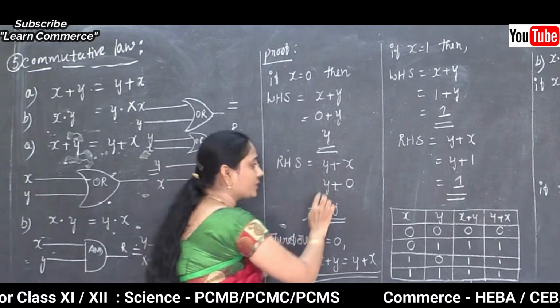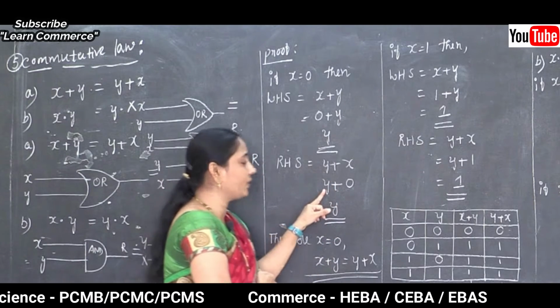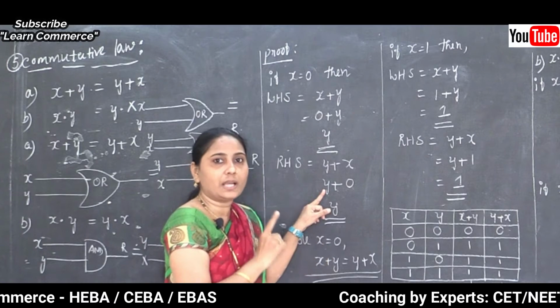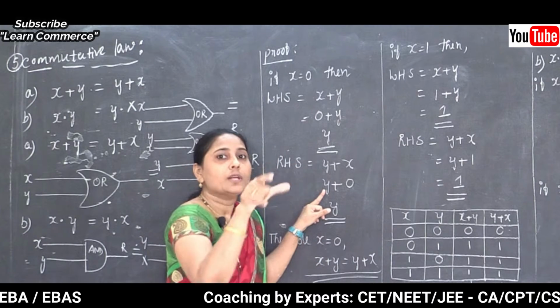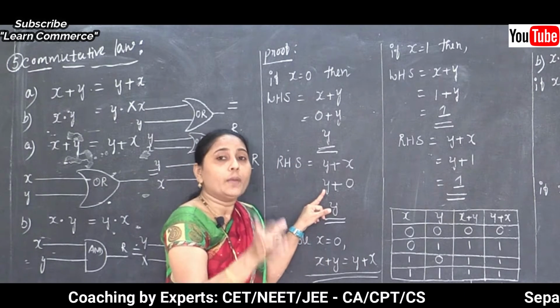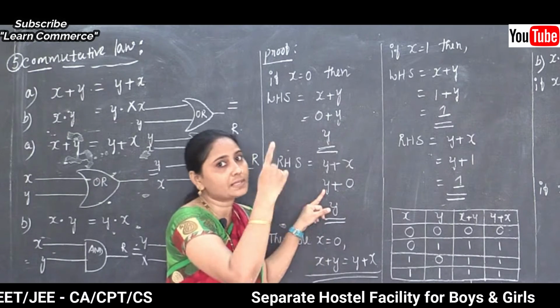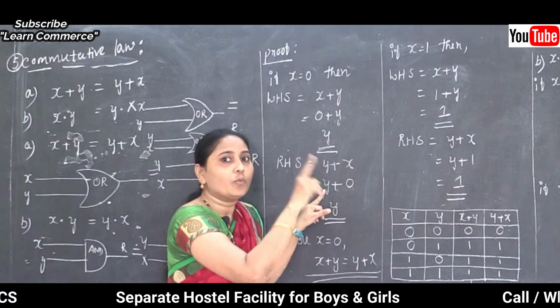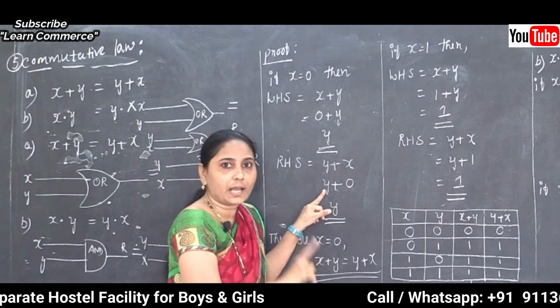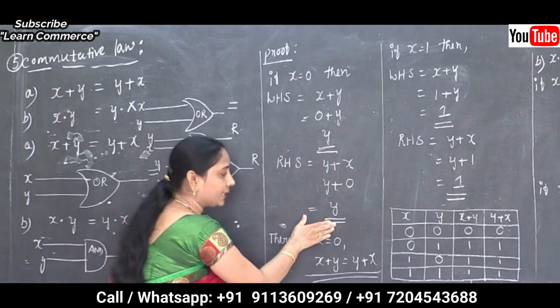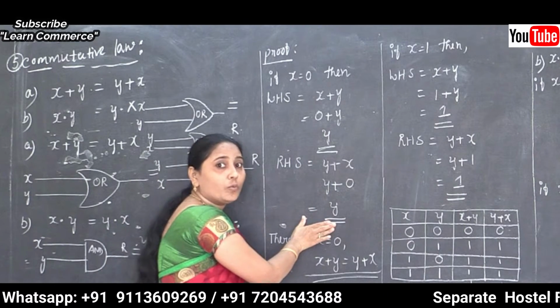So if you are going to take the y value as the 0, 0 plus 0, what's the answer? The y value is the 0, so the answer will be 0. Maybe if you are going to change the y value as the 1, so 1 plus 0, what's the value of the y? 1. So we'll get the answer as the 1 only. So it depends on the y value. So we can say that the result will be the y only.